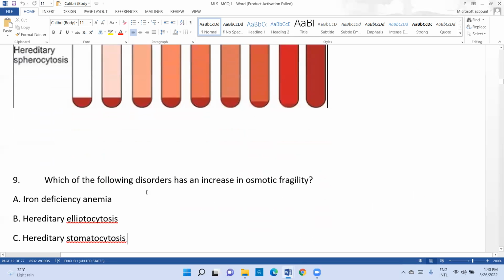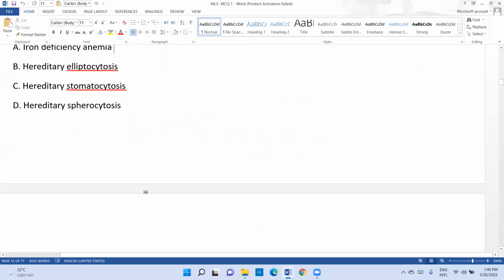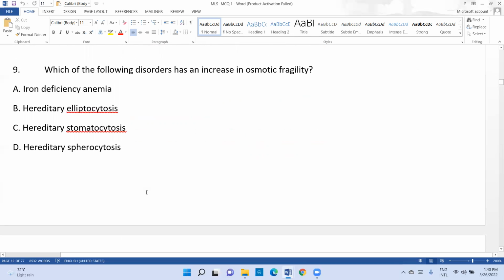So then we go to number 9. Which of the following disorders has an increase in osmotic fragility? Iron deficiency anemia, hereditary erythrocytosis, hereditary stomatocytosis, hereditary spherocytosis. Okay. All these, B, C, and D, are red cell abnormalities in the red cell membrane.